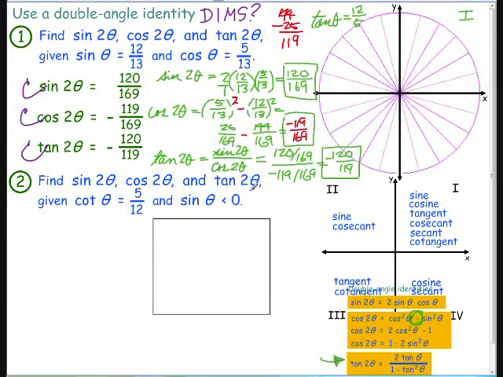Number 2, we're going to find the same thing again, but look at our information. This time we start out knowing what the cotangent is. And what else do we know? We know that sine is less than 0. So cotangent is positive, so that would say we could be either here or here. And sine is negative. Well, where is sine negative? Sine is positive here and here, so it's negative here and here. So we are in quadrant 3.